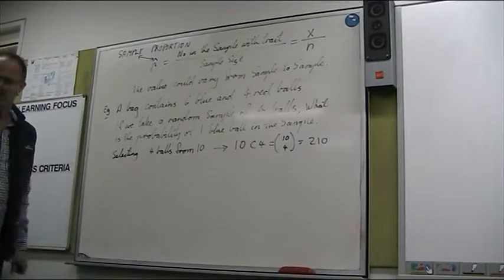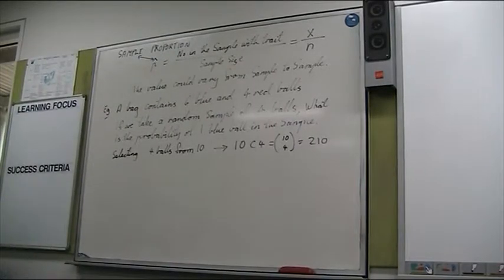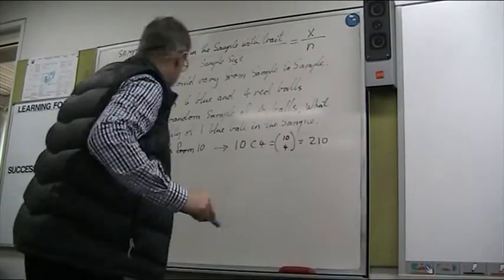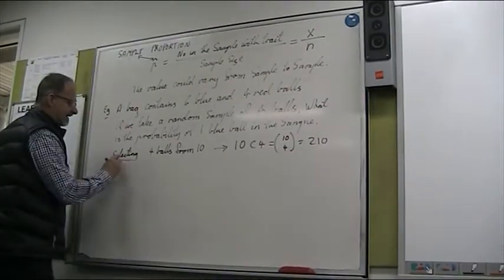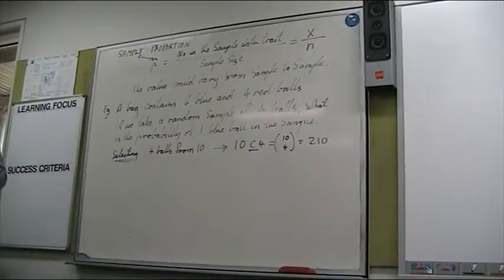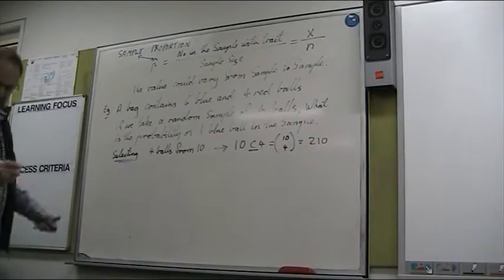It's the combination function, nCr, on the calculator. When we're selecting, we use the nCr button on your calculator. 210, correct.